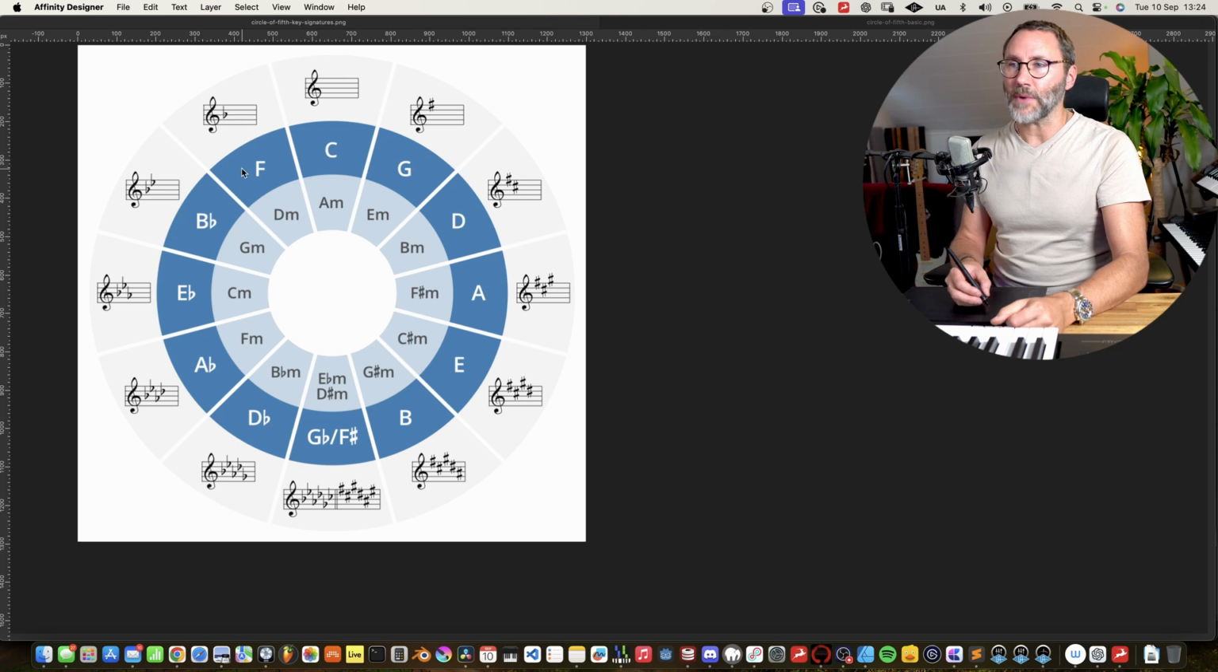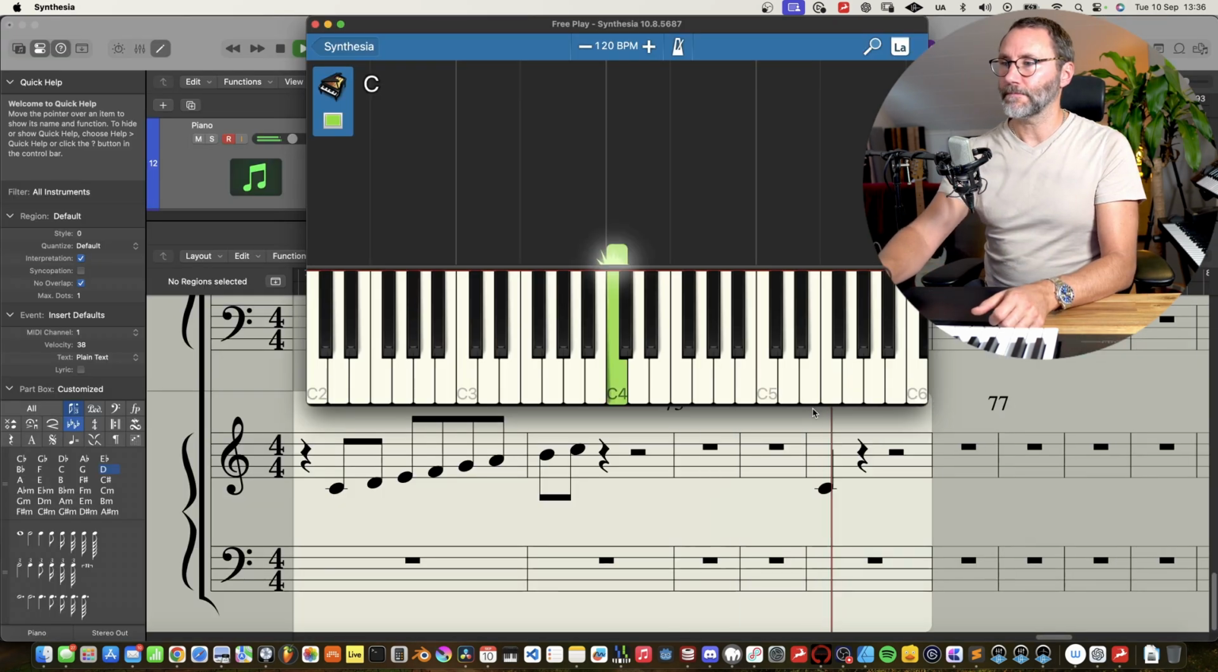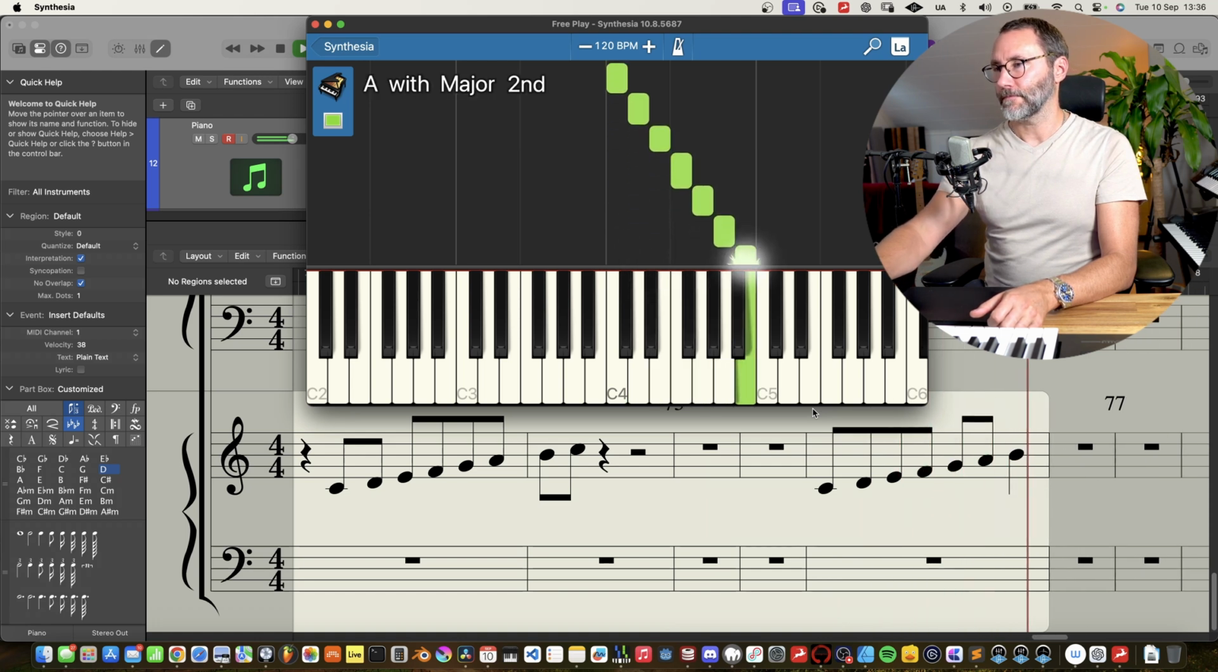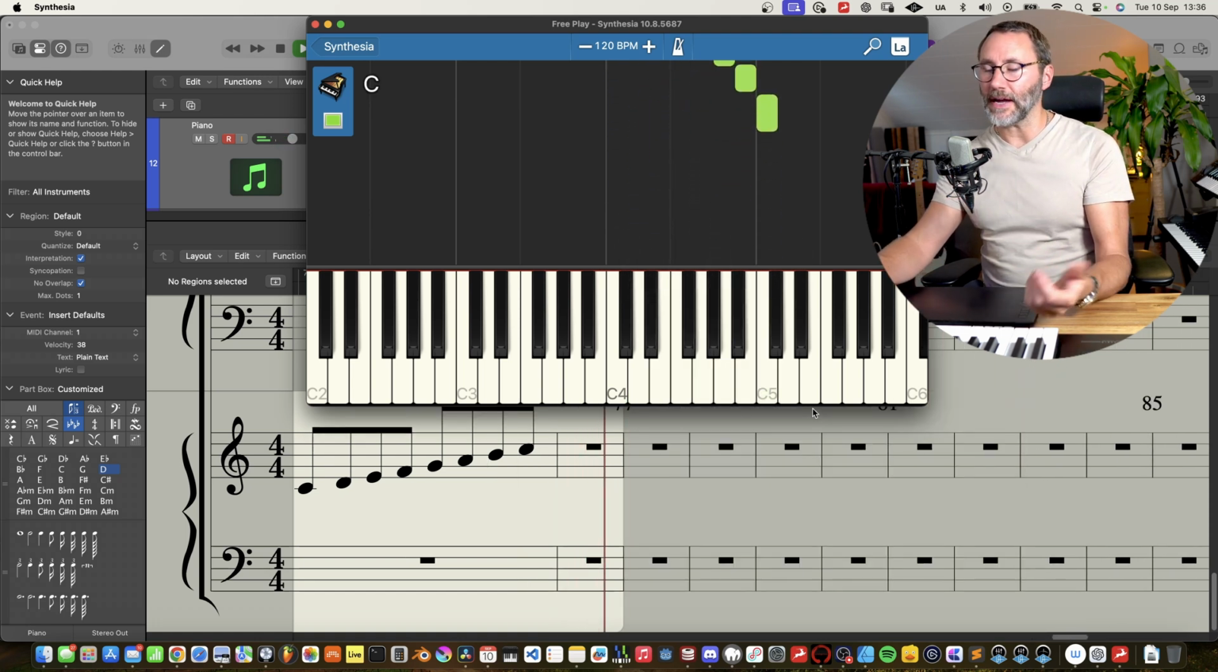Oh, and here's another cool thing. Every major key also has a relative minor key. If you look at the circle of fifths, we have an outside ring with the major keys, and then an inner circle with the relative minors. So for C major, we have the relative minor A minor, because both of them contain no sharps or no flats. C major, and A minor.